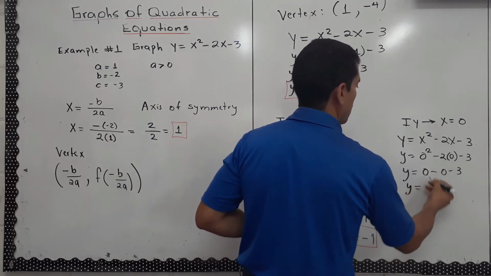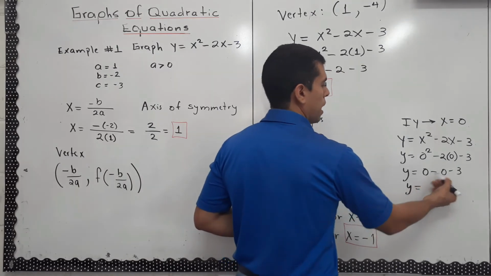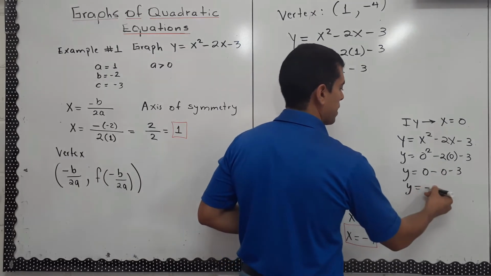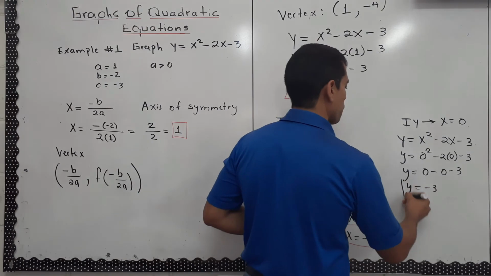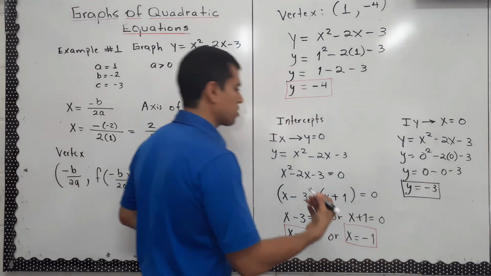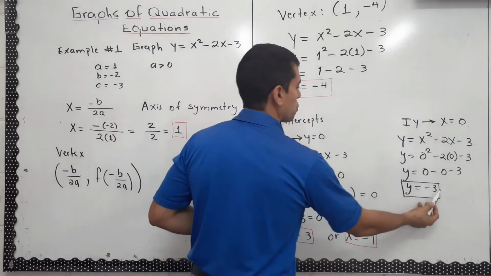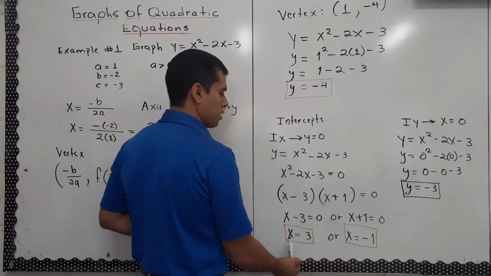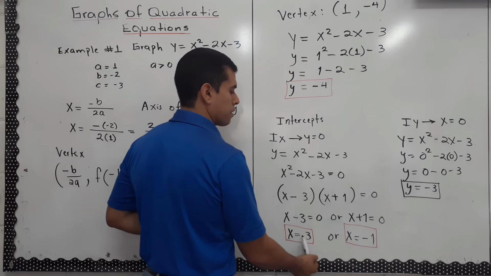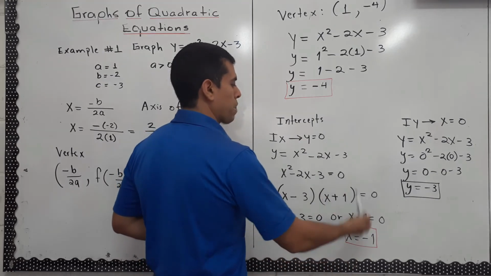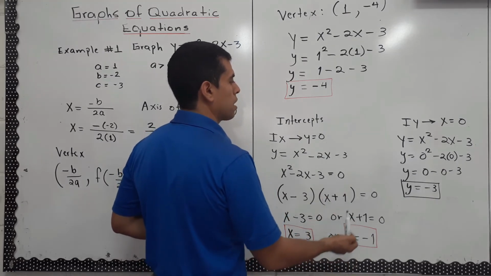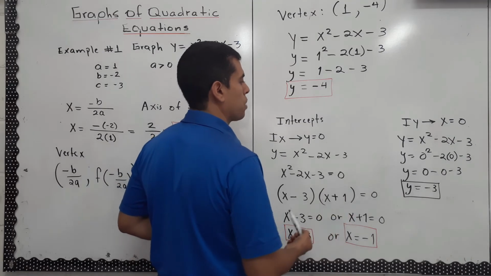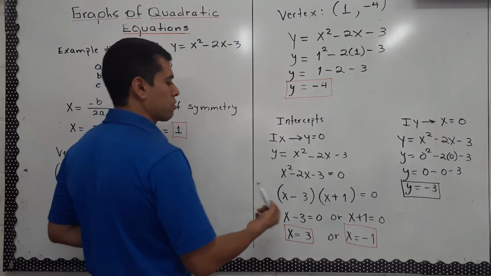So if you solve this, the answer is going to be -3. So my intercept in y is going to be -3. My intercepts in x, because in this case I have 2, are going to be 3 and -1. So right now we are going to see how to graph this in the coordinate plane. So we are going to have our quadratic function graphed.